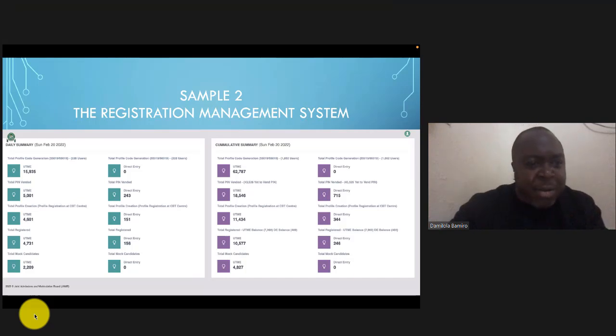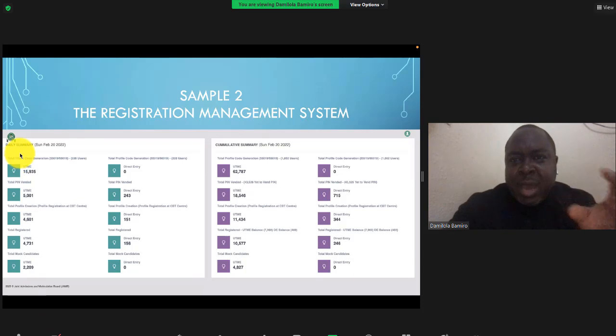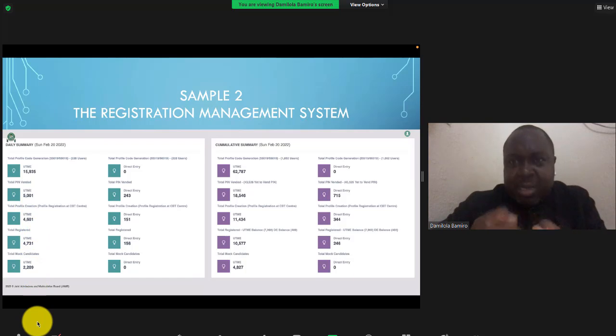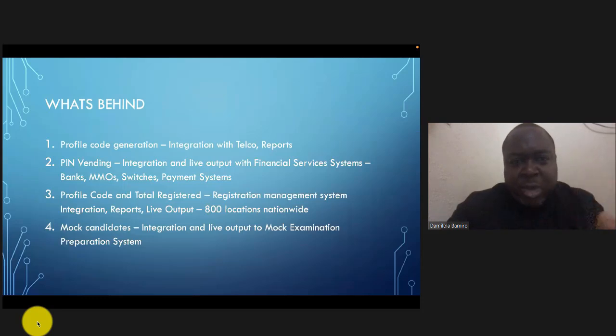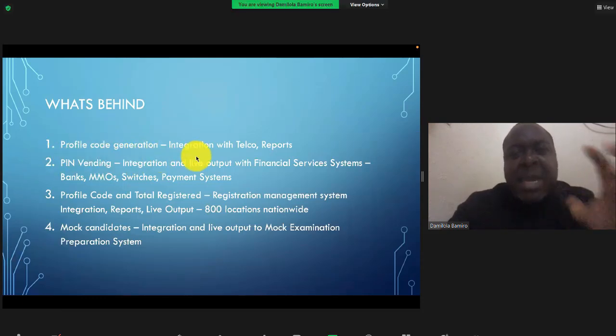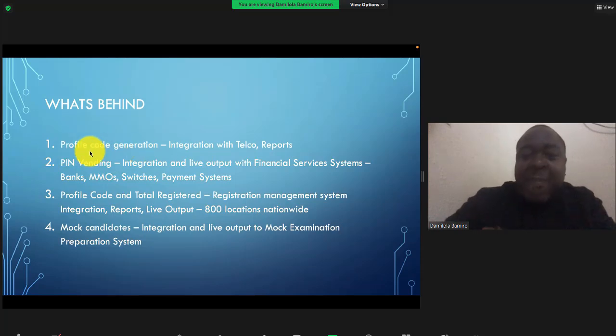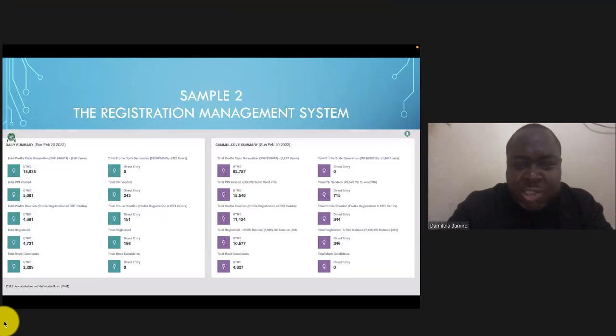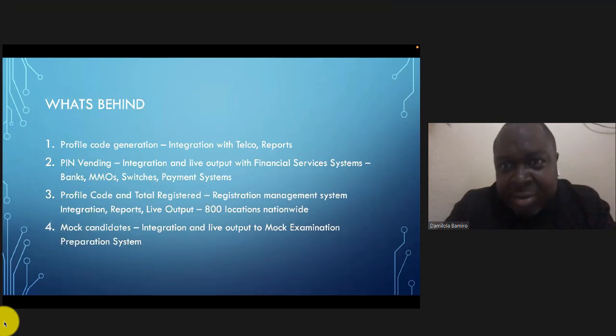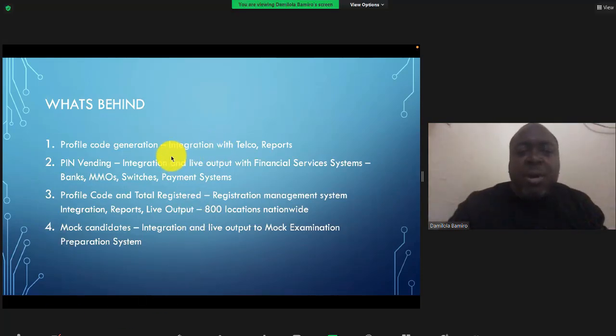So let's take, for example, total profile code generation. How does a student generate a profile code? He goes on his phone, he types his NIN. Currently today, he types his NIN and sends it through the telco to NIMC and from NIMC to JAMB. That's the integration in place. So profile code generation means how many candidates across the country have typed this and sent it to the telco, and the reports are being given. So the element behind this profile code generation is that there's an integration and there's a report running behind it.